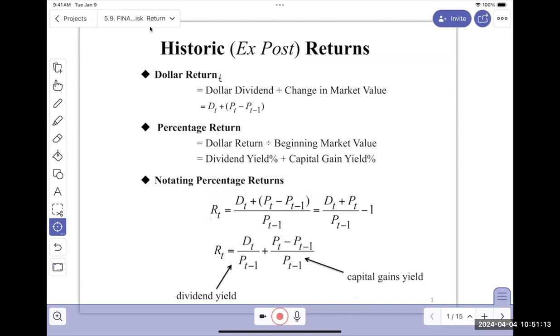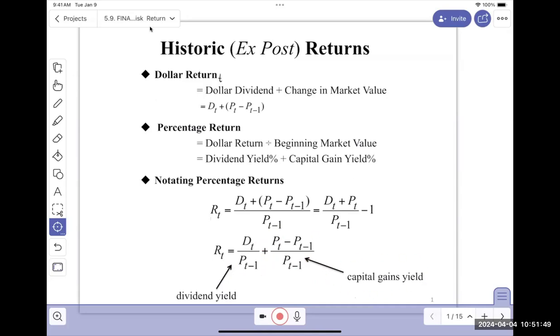Now I can split that up into the dividend divided by the original price and separate that from the change in market value divided by the original price. And I come up with what's called the dividend yield. This is the dividend return relative to the original price, or the price last period. And this portion, the change in market value divided by the original price, is known as the capital gains yield.